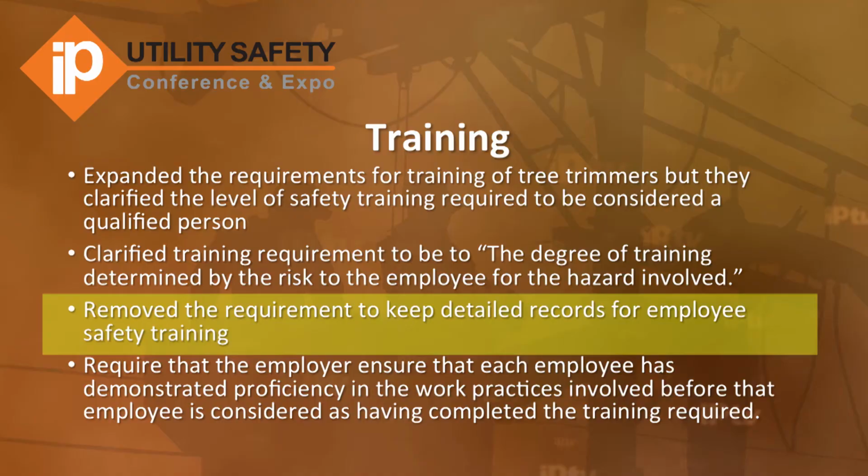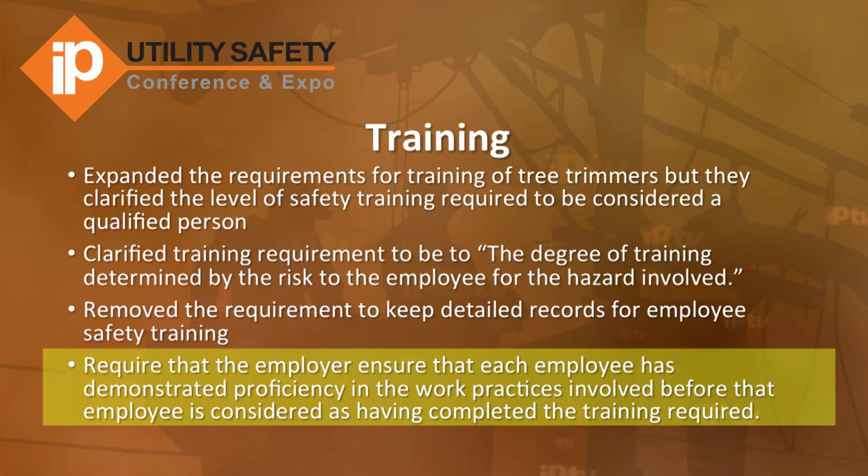It removed the requirement to keep detailed records for employee safety training. Now that is the biggest one. In the past, it had to be documented. That has been removed. Of course, there's a lot of language that talks about what you can do and should be doing, but the actual language says that that is removed. It does, though, in this language, as it did in the last OSHA updates, require that the employer ensures with demonstrated proficiency, so there has to be that process in place for that demonstrated proficiency.